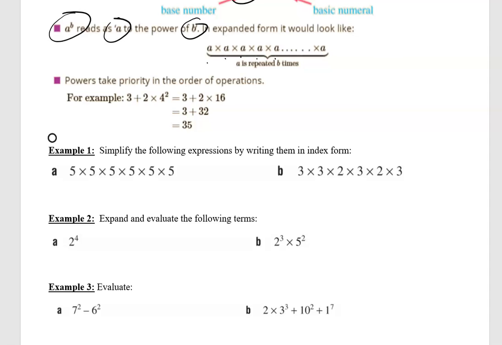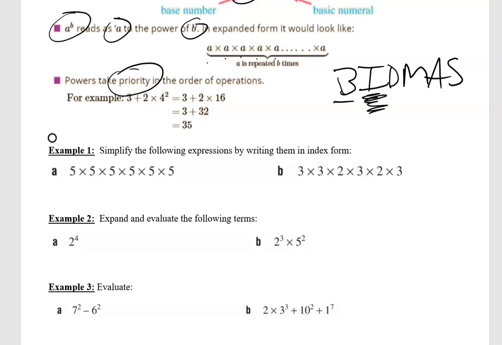So for an example, powers always take priority now. We've done BIDMAS before. So the good news is brackets always come first, but then come the indices. These are the powers. So in this example, 4 to the power of 2 is equal to 4 times 4, which equals 16. That has to be done first. And then the multiplication is done next, and then the addition.